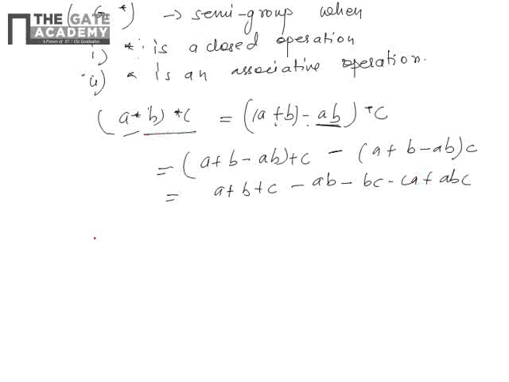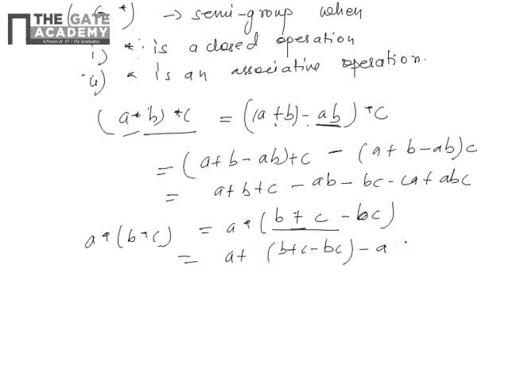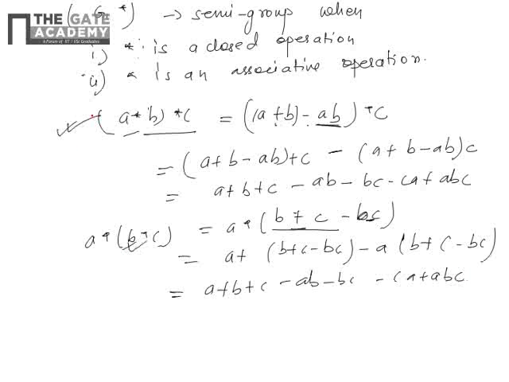Similarly, now you take these two together, so it will be A star B star C. So instead of A and B now we have B and C. So it will be A star BC. Again there is an operation between B and C, so again this will be further divided. So it will be A plus B plus C minus BC minus A times B plus C minus BC, because again multiplication is there in between. After simplification you will get the same value. So these two are true. So it is associative, and therefore it is a semi group.